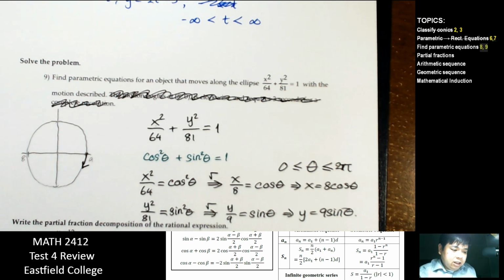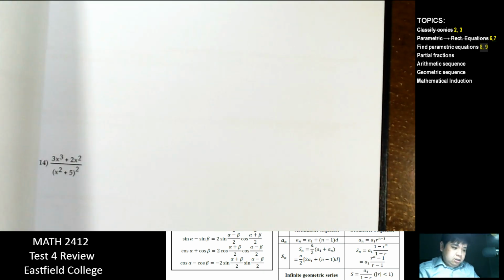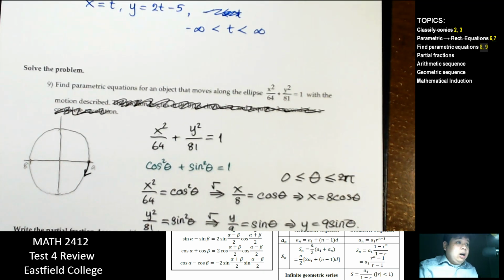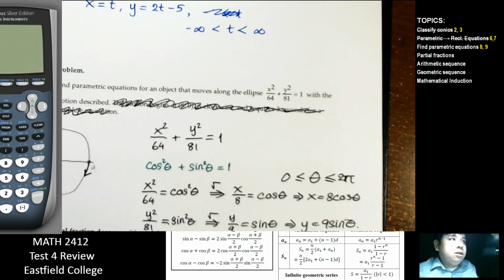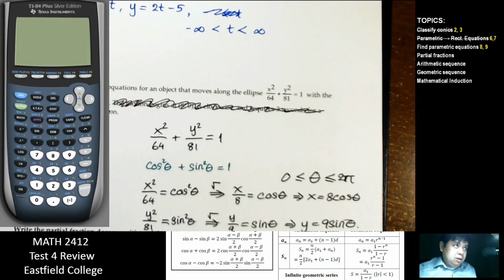Yeah, if we do have that condition, then we might not have enough space to do that problem here. All right, so next we have partial fraction. For this we should have the calculator, because there will be a lot of systems of equations. I'm going to put the calculator there.